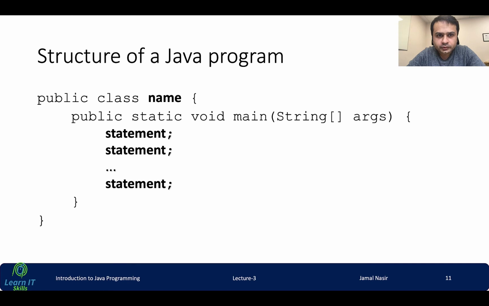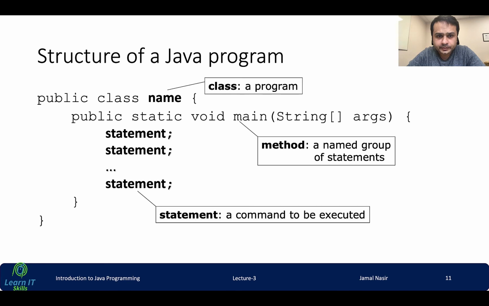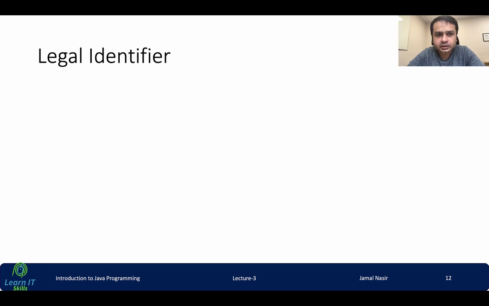The structure of a program is very simple. We have to declare one class, and if we want to execute that class we need one static method main, right? And obviously our method would be comprised of different statements.